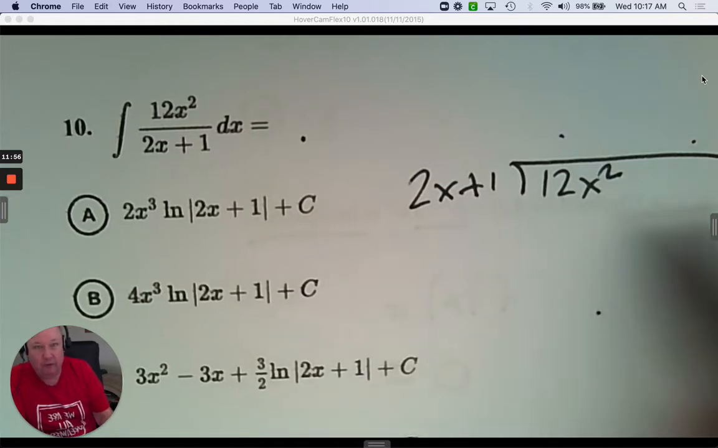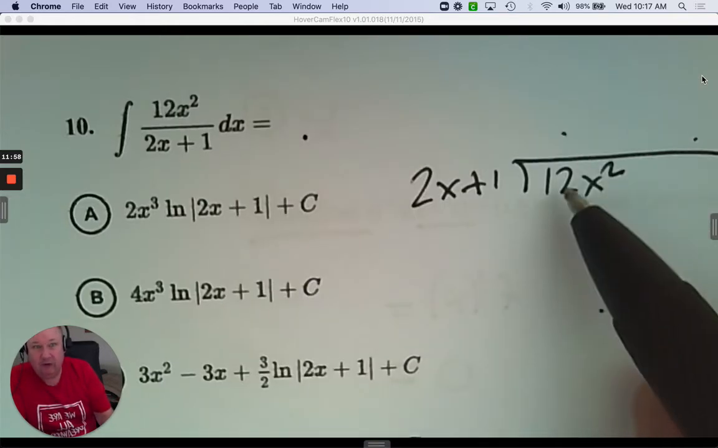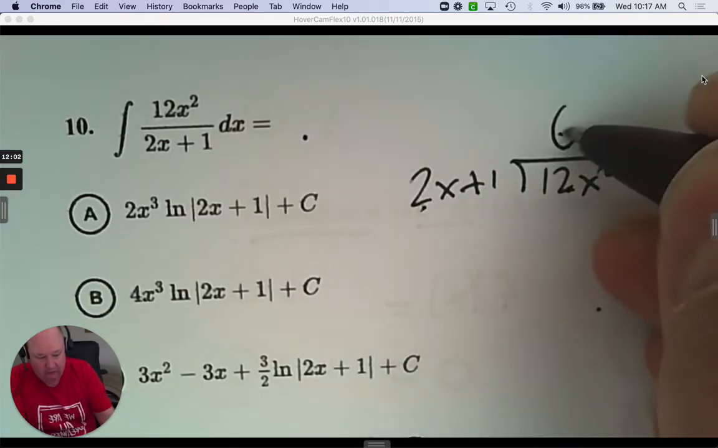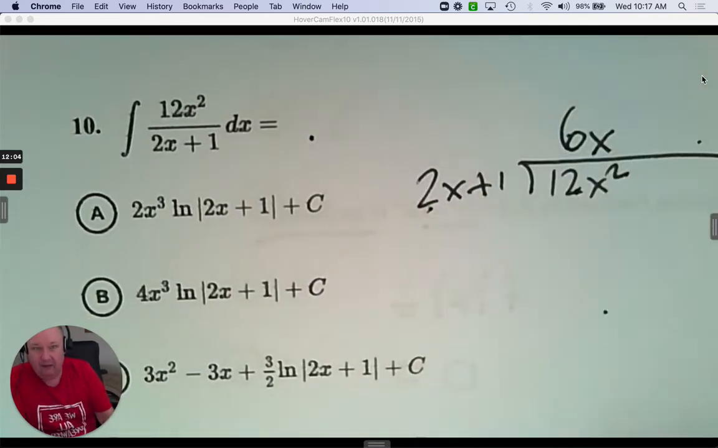So this is going to require long division. Go 12x squared divided by 2. So you can see how it's going to start, right? And then continue it from there.